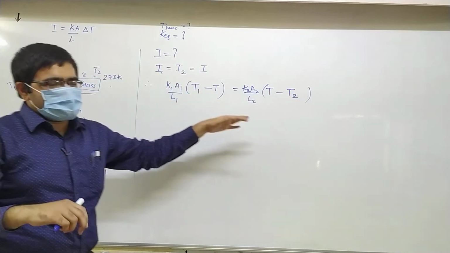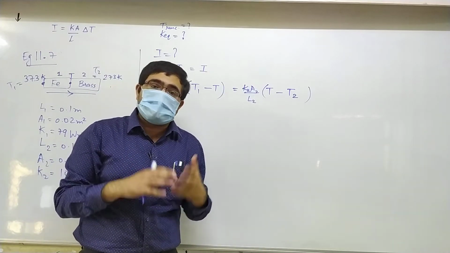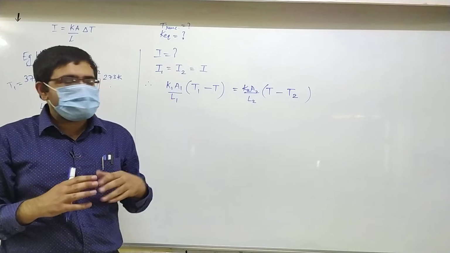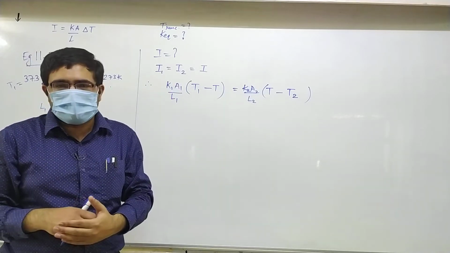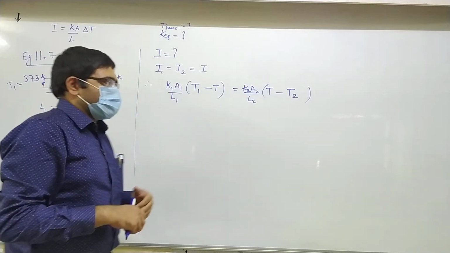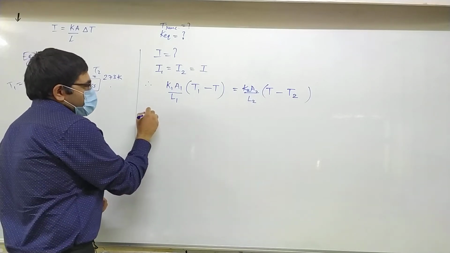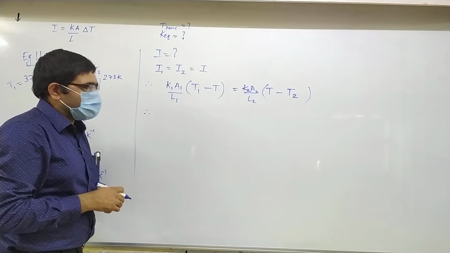Again, why did I erase that value? Because the question says first get an expression. Expression is where you don't put values, you just write symbols. And now after writing symbols and simplifying it, we can put the values. So time to simplify this, right? There's a bit of math involved here, okay?